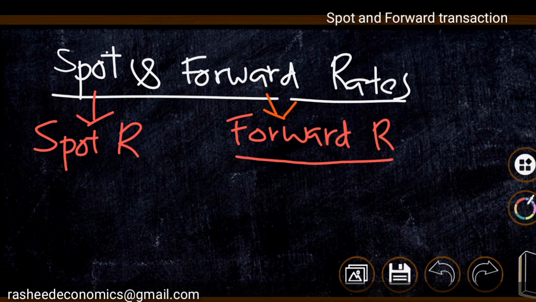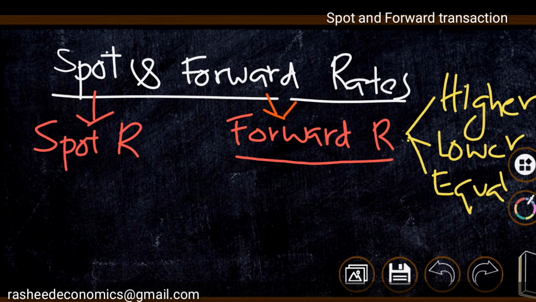We have two rates, spot rate and forward rate. These rates may or may not be equal. That means the forward rate may be higher or lower or equal to the spot rate. If the spot rate and forward rate are not equal, there is a possibility of a higher forward rate, a lower forward rate, and a forward rate equal to the spot rate.